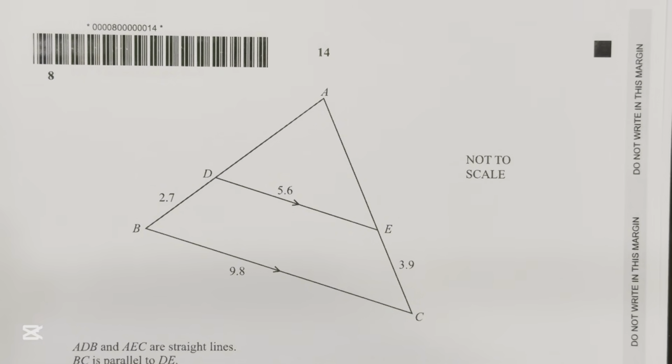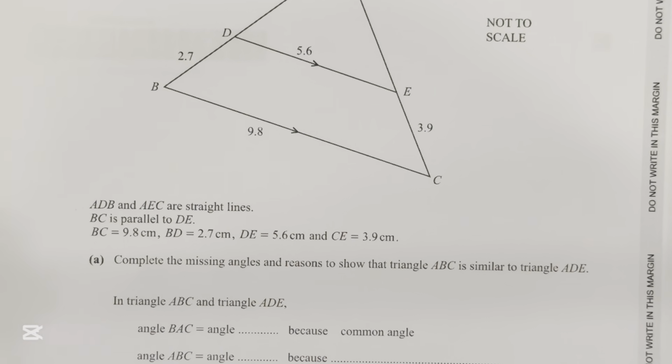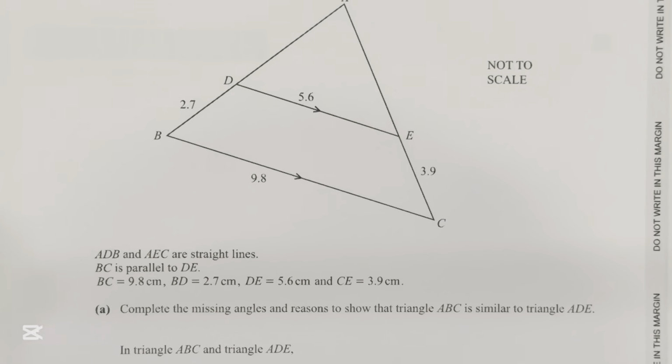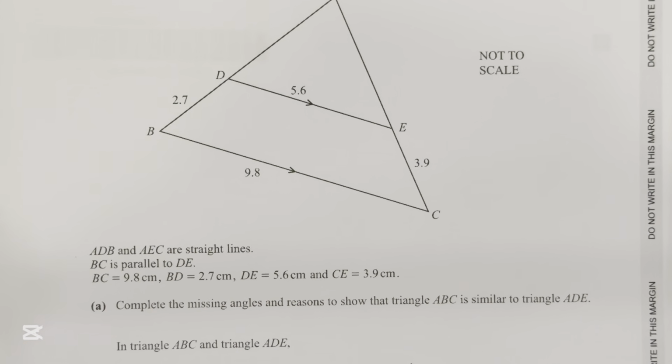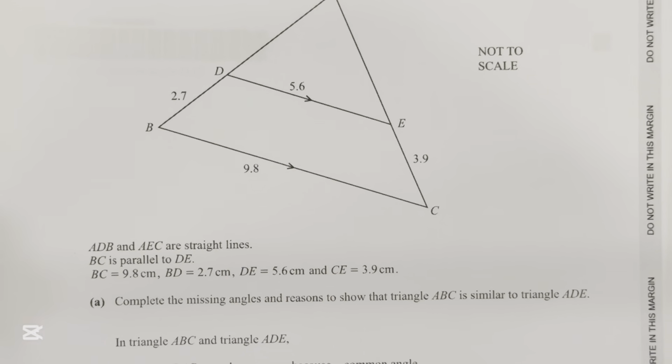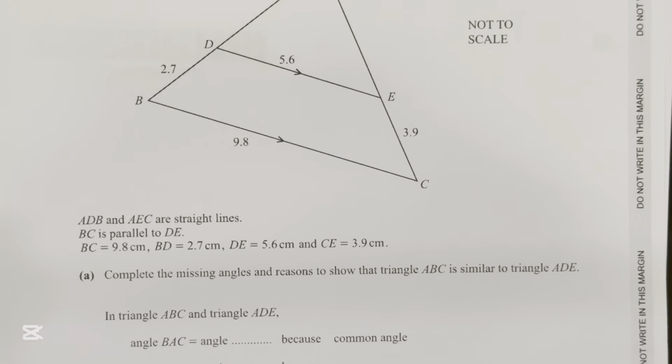Now we are moving to question number 8. Question number 8 is from the topic of similarity and congruency. ADB and ABC are straight lines. BC is parallel to DE. BC is equal to 9.8. BD is 2.7, DE is 5.6, and CE is 3.9 centimeter. Complete the missing angles and the reasons to show that triangle ABC is similar to triangle ADE.